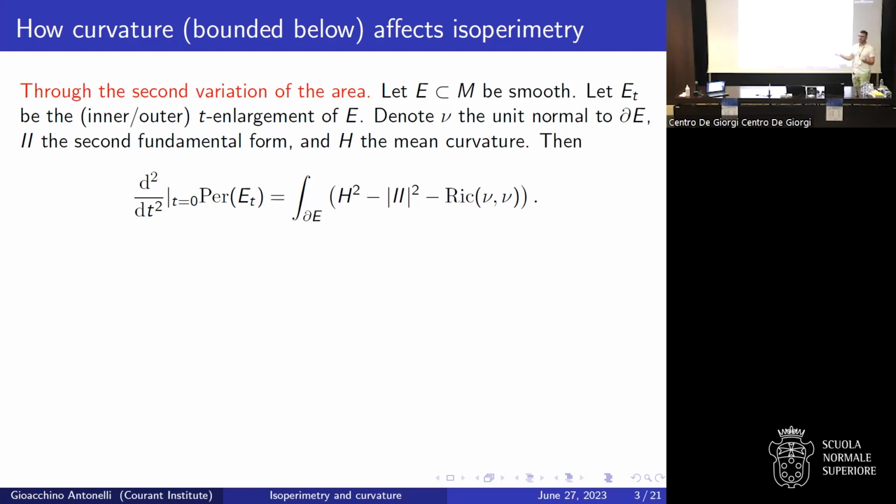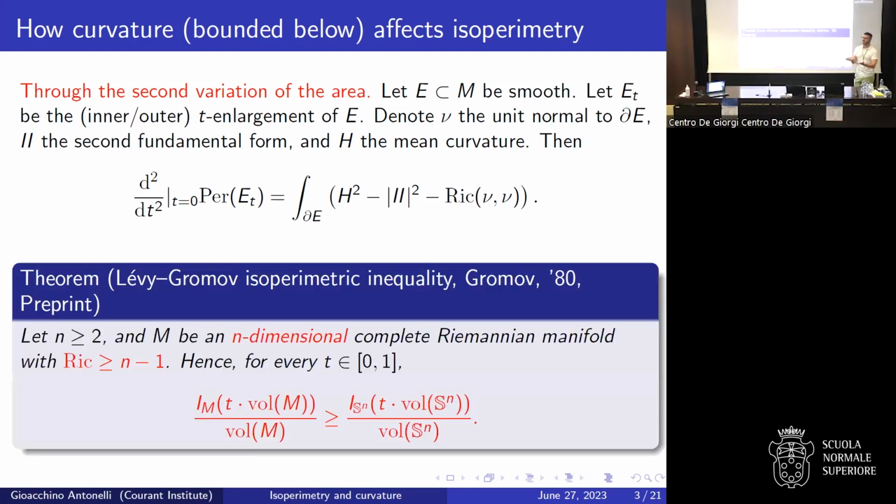That's where the curvature of the ambient space appears, Ricci along the normal to the set, okay? And this led Gromov... I think this is probably the first work in which you can see a clear interplay between Ricci bounded below and the isoperimetry of the space.